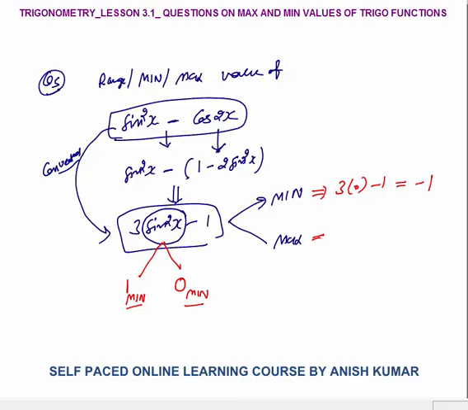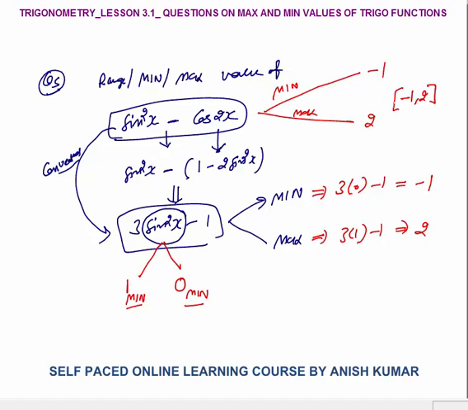Maximum value, put the maximum value of sine square x. 3 into 1 minus 1, that is 2. So the minimum value of the overall expression is -1, and the maximum value is 2. So the range would be -1 to 2, including all the values in between.